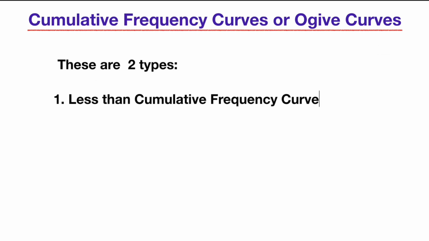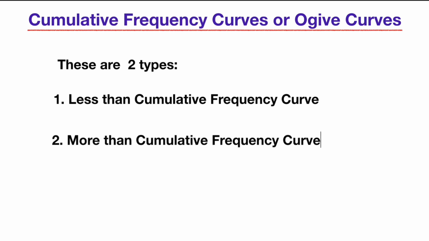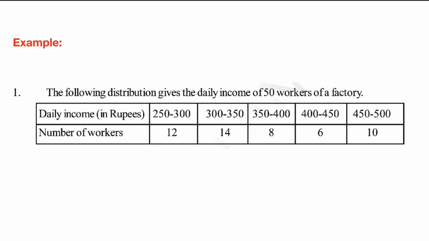First one, less than type cumulative frequency curve. Second one, more than type cumulative frequency curve. In this video, I will explain all these by using an example. The example is: the following distribution gives the daily income of 50 workers of a factory.